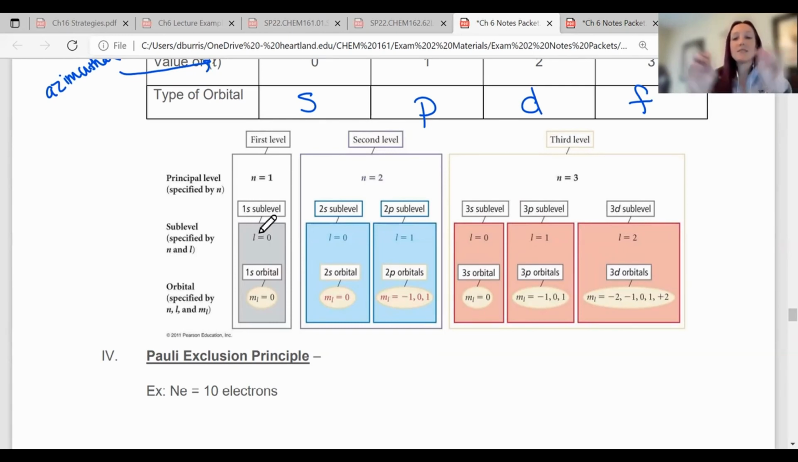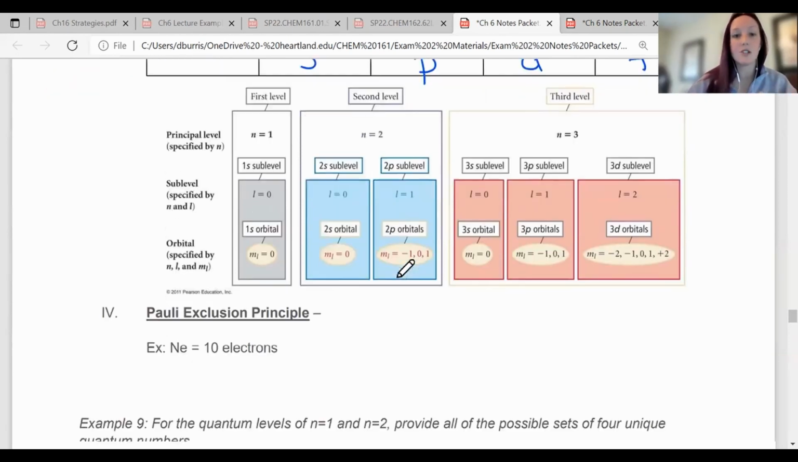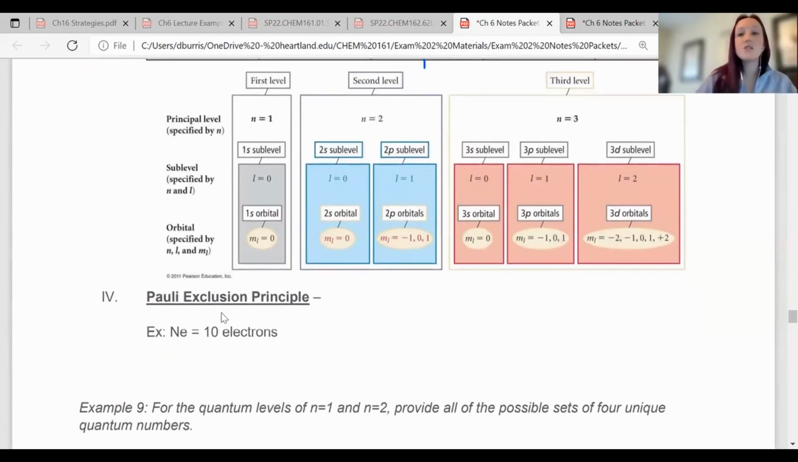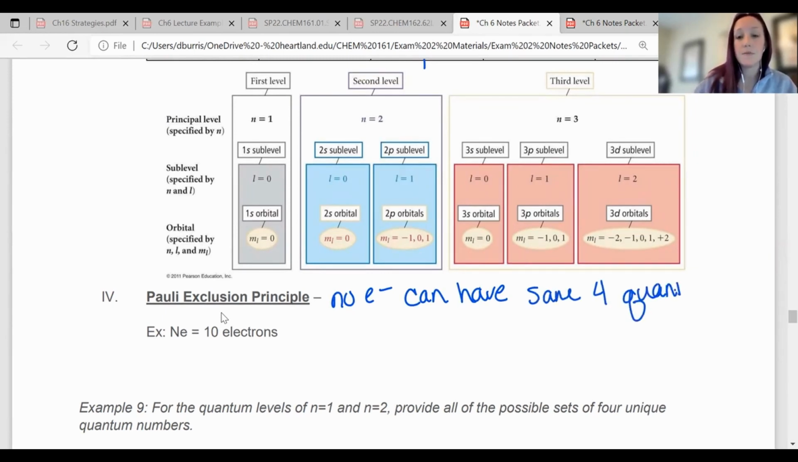Once we get past these quantum numbers and look at the periodic table, this is probably going to get a little bit easier. In the second level, you just use your rules to figure out the options. Why do these quantum numbers matter? Well, all electrons are different. The Pauli exclusion principle says that no electron can have the same 4 quantum numbers.